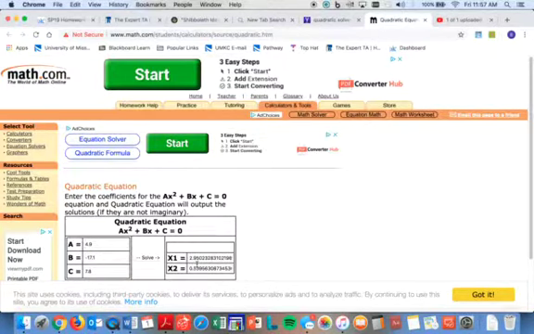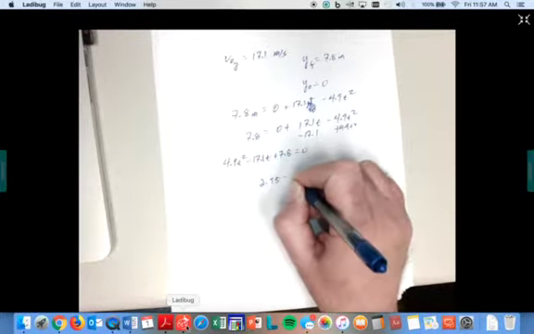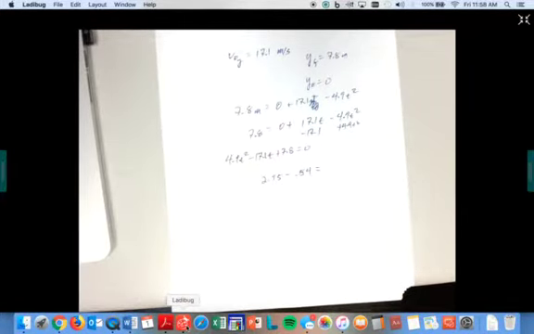So what's the difference between 2.95 and 0.54? I'm going to say 2.95 minus 0.54. That's the difference in their times. Let's see what that says.